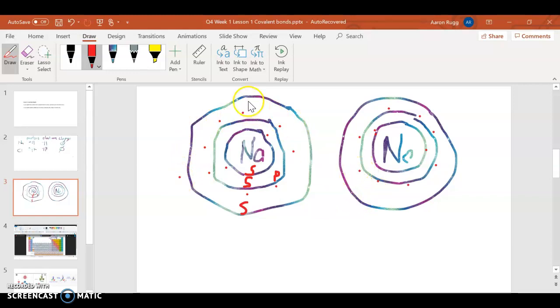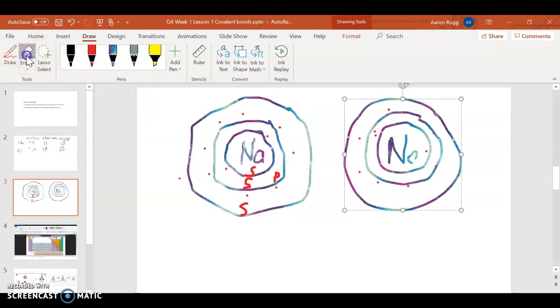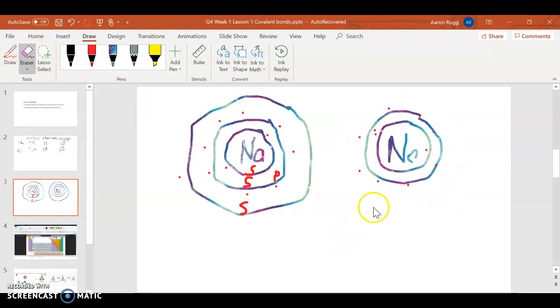If we look at neon, right? If we look at neon, it fills up the first two rings for a total of 10. So it has 8 because we only count the outermost ones, right? So anytime an atom has 8 valence electrons, we consider it to be stable, okay?